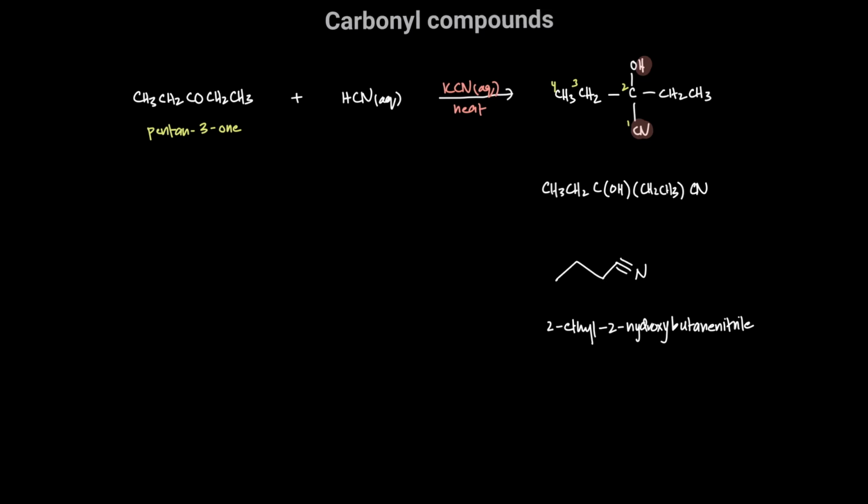And then we have an ethyl group and an OH group on carbon number 2. So again, the nitrile carbon will be carbon number 1. That's your principal functional group. It'll always be carbon 1 because you can't have a nitrile in the middle, right? Nitriles have to be on a terminal carbon.